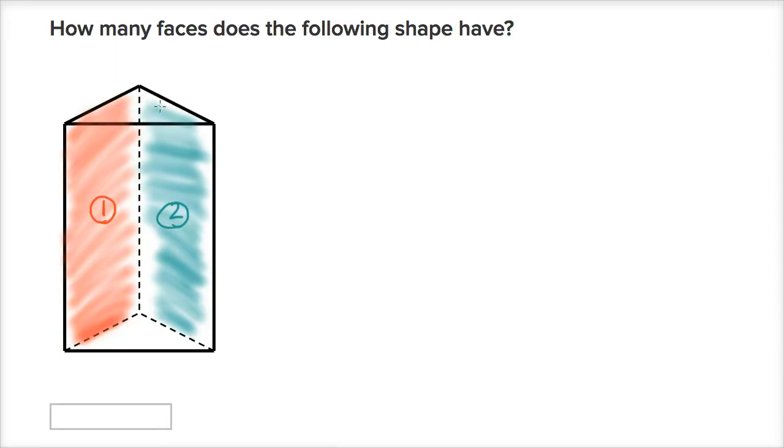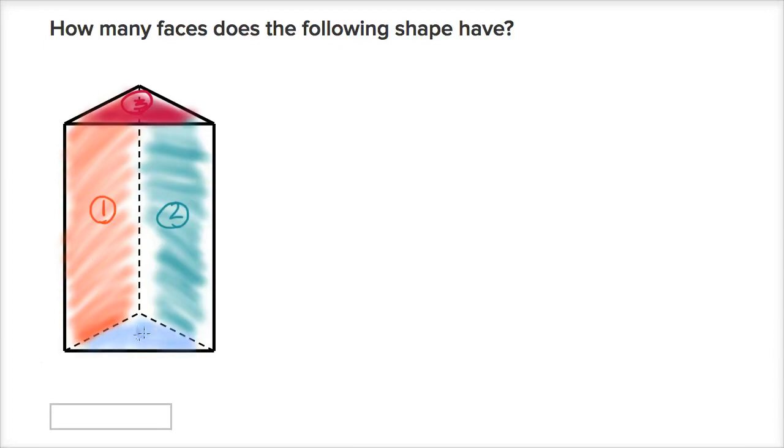Now you have this triangular face on top, so let me color that in. So you have this triangular face on top. So that's going to be our third face. And then you have this triangular face on the bottom. That's going to be our fourth face.